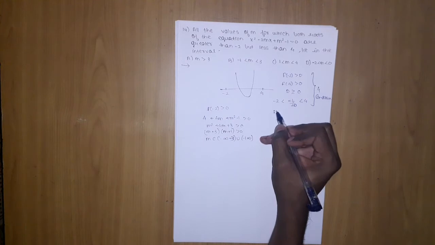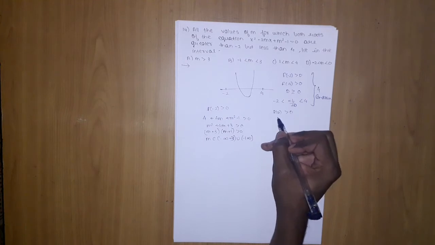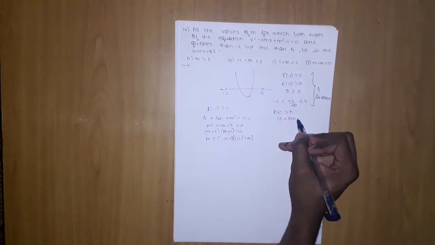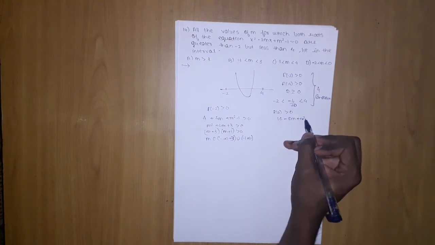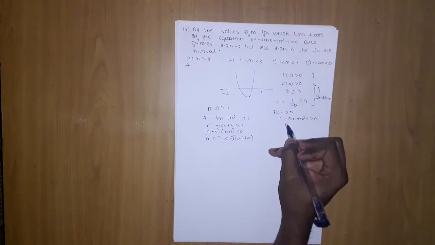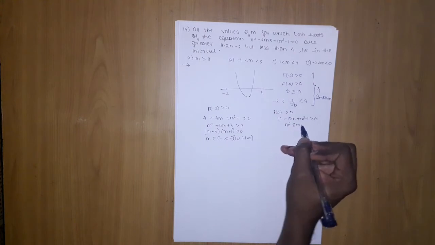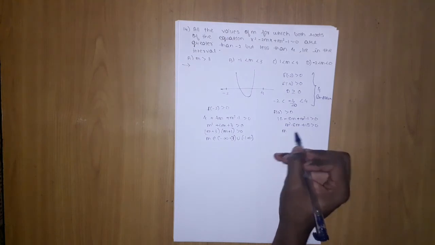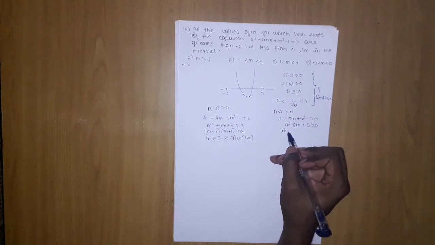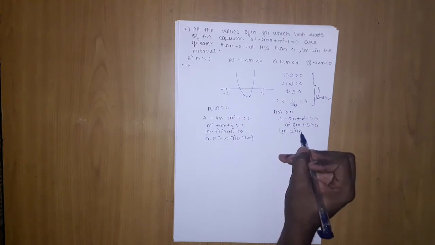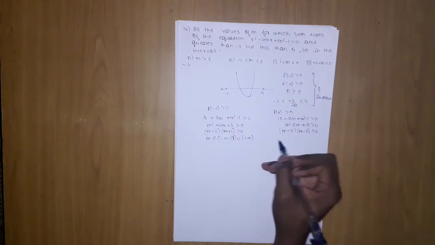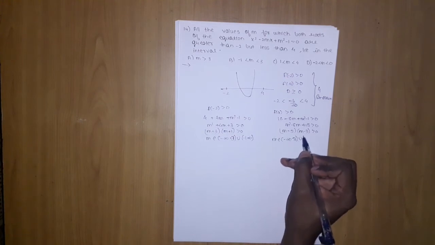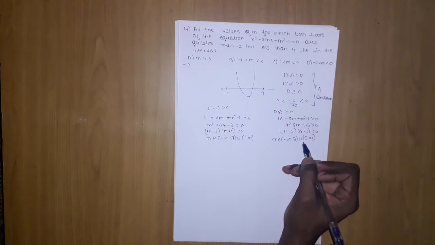Now let's check f of 4 should be greater than 0. This will give us 16, 8m, right? 8m plus m square minus 1 should be greater than 0, m square minus 8m plus 15 should be greater than 0. Now we get m minus 5 and m minus 3 should be greater than 0. This will mean m belongs to minus infinity to 3 union 5 to infinity. This is the second term.